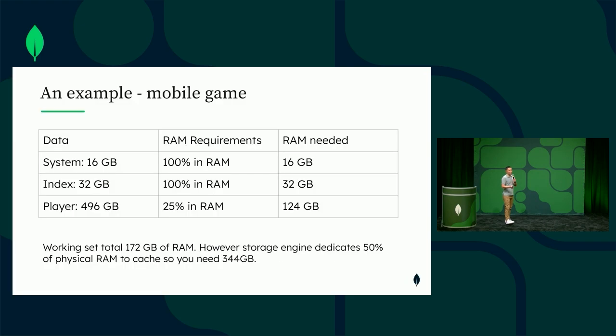So let's look at it through a quick example here. Let's say you're designing a mobile game. You have some system data, it's 16 gig, and you want all of it in memory. You have indexes, and you want all of them in memory. And you have player data, and you want a quarter of it in memory. So you add everything up, and you will need about 172 gig of memory. And remember, the storage engine dedicates 50% of the physical memory to the cache. So you will need 344 gigabytes of memory.